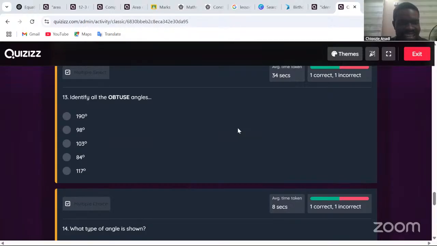Question 13, identify all the obtuse angles. Let's go. I'm not trying to just refresh your memory, because if you don't understand this very well, you might find it difficult when we're looking at the next topic we want to treat right now.